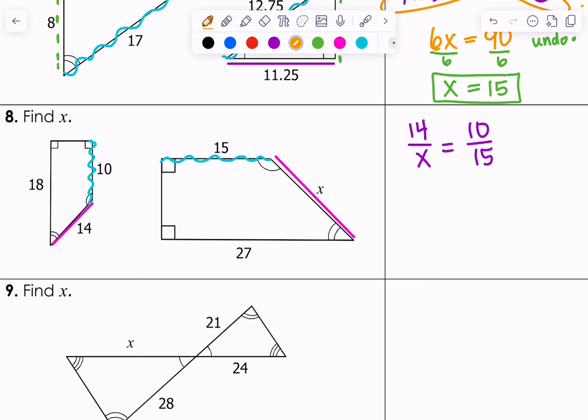So if we cross multiply, we have 10 times x equals 14 times 15. Now to get x by itself, we need to divide by 10.